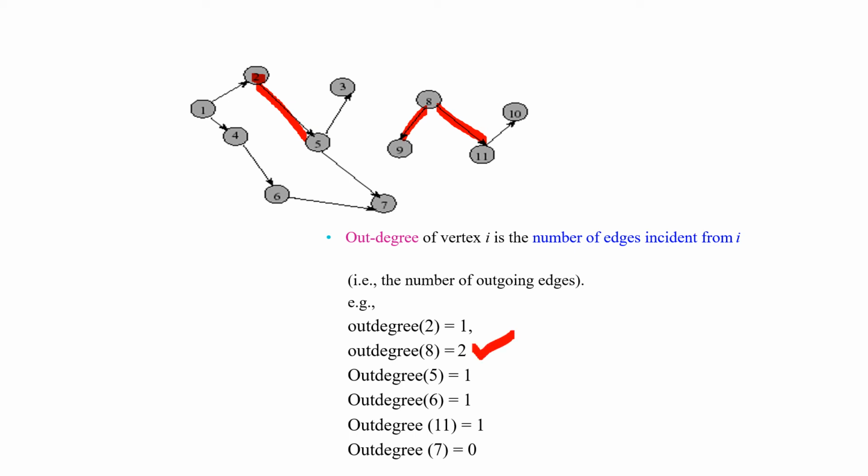Then out degree of 5 is 1 because there is only one outgoing edge. Out degree of 6 is also 1. Then out degree of 11 is 1. Out degree of 7 is 0 because here there are no outgoing edges. So out degree of 7 equals 0.